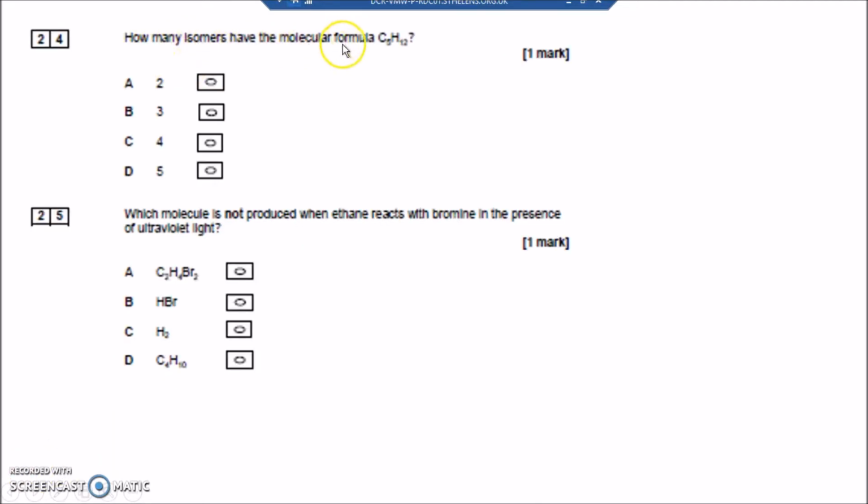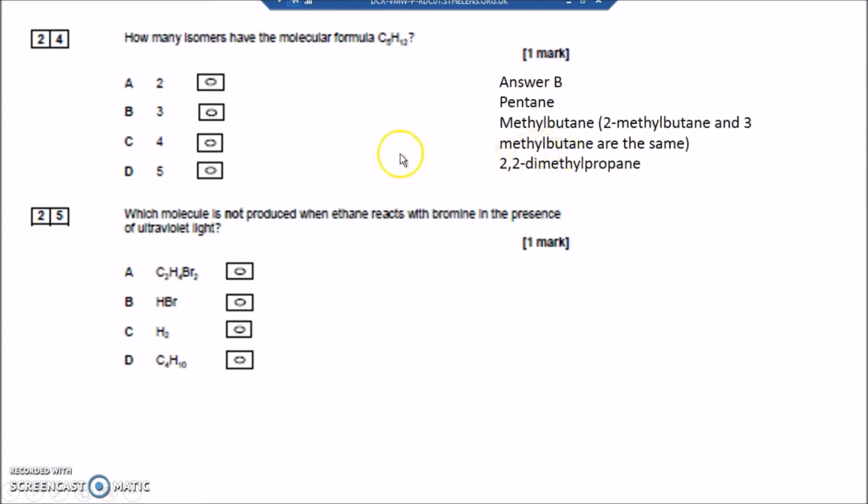Question 24. How many isomers have the molecular formula C5H12? So you could have pentane, 5 in a line. You'd have 4 in a line with a methyl group. The methyl group can't be at number 1 or number 4 because that would be pentane. And it doesn't matter whether it's at 2 or 3. 2-methyl butane and 3-methyl butane are the same thing, just depending on which end you start numbering from. And then there's a third one which would be a propane with 2 methyl groups, dimethyl propane. So your answer is 3, which is B.